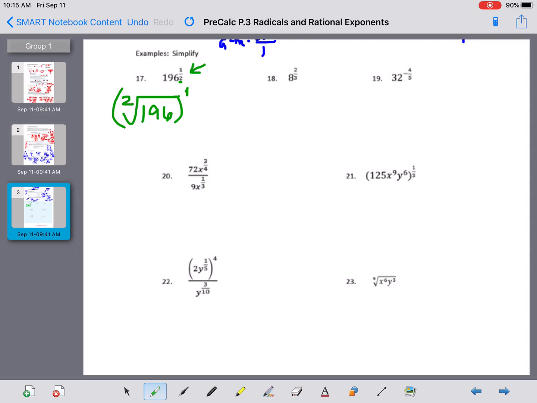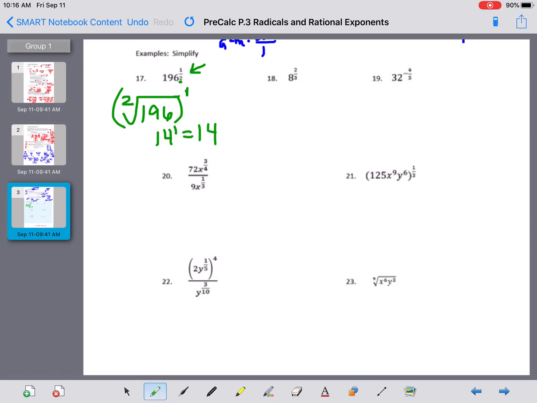The bottom number is the root, the top number is the power. What is the square root of 196? 14. 14 to the first power, obviously just 14. So writing it as a square root is the same thing as writing it to the 1/2 power. Okay, so on number 18, 8 to the 2/3.